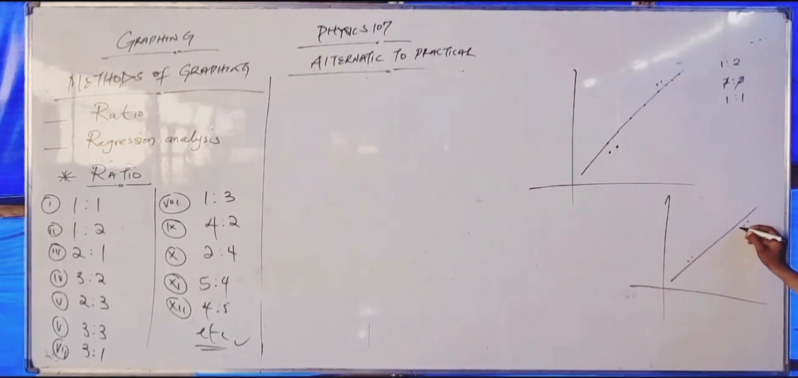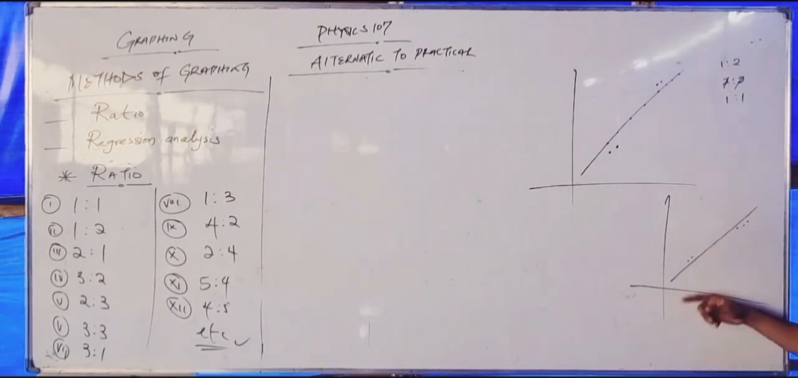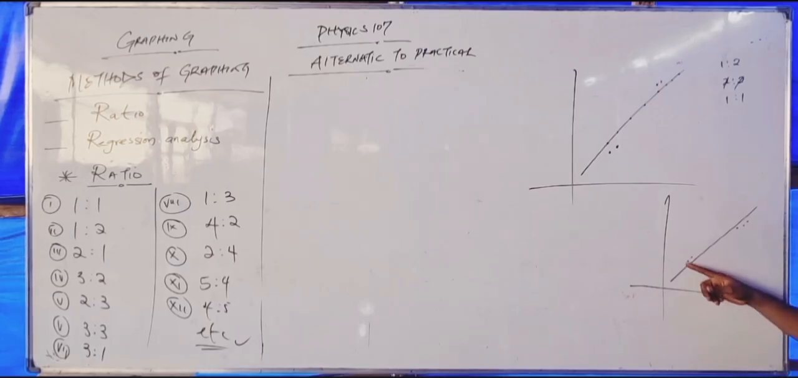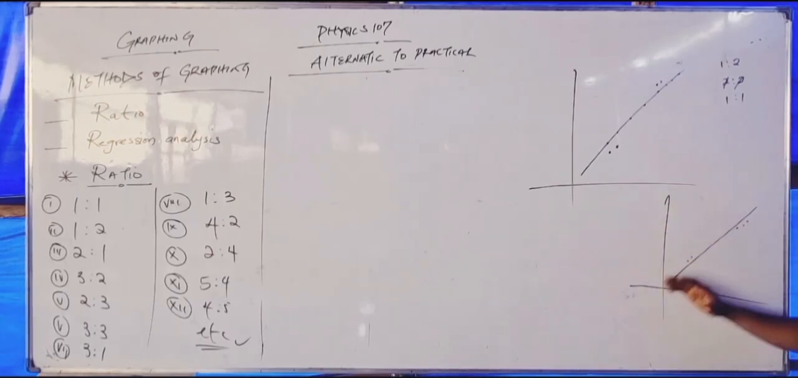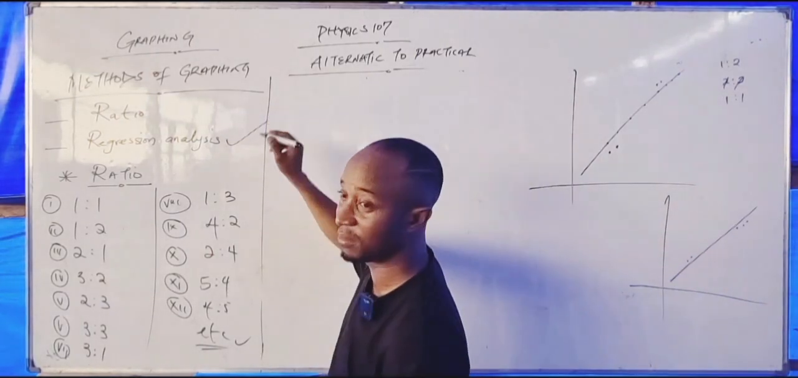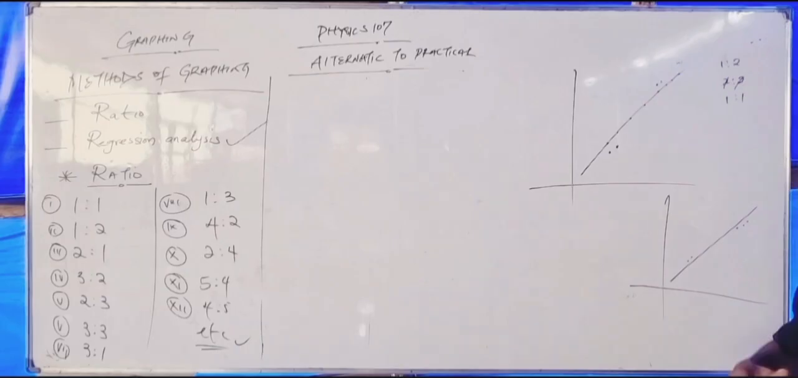Are you following? And no points are found on what? On the line. You'll be wondering, is this graph correct? It's correct. What's the ratio here? 2 ratio 3. You can get a graph of this kind using what? Regression analysis. But the mistake we always make is that we're always in a hurry to choose our line of best fit. Anyhow.